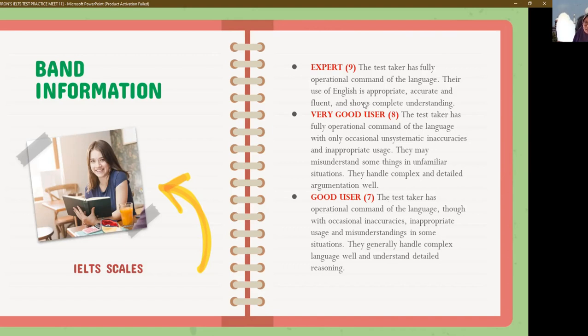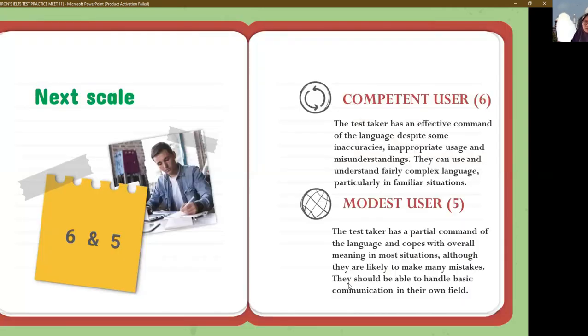Okay. For band 7, 8, and 9, this is a very good or still good and the expert user. And then how about the under 7 band? Okay, take a look now. I just try to tell you about the band in the upper level, not in the lower level, because your target for the test will be on a higher level, not in a lower band. Remember, just stop up to the 5th or band 5.